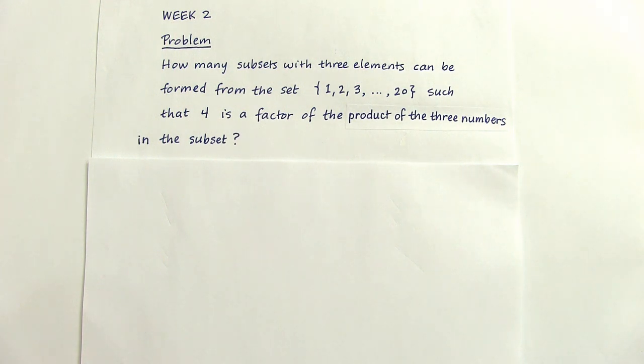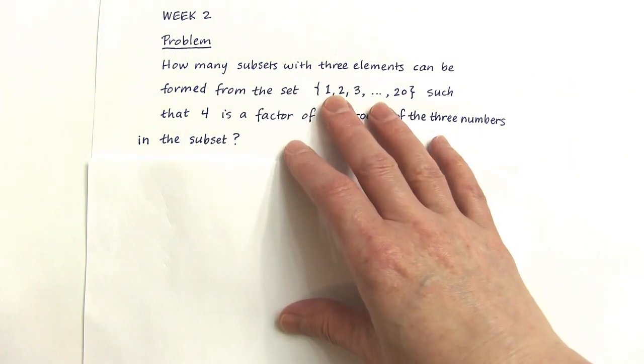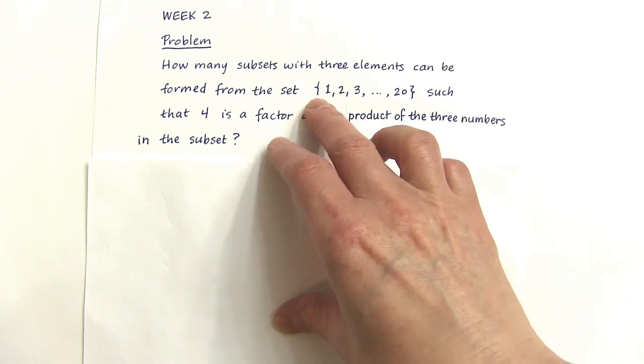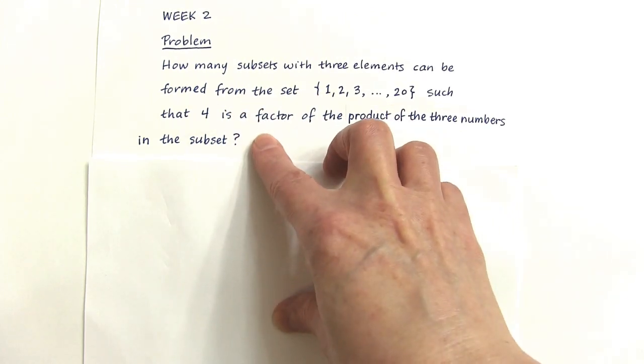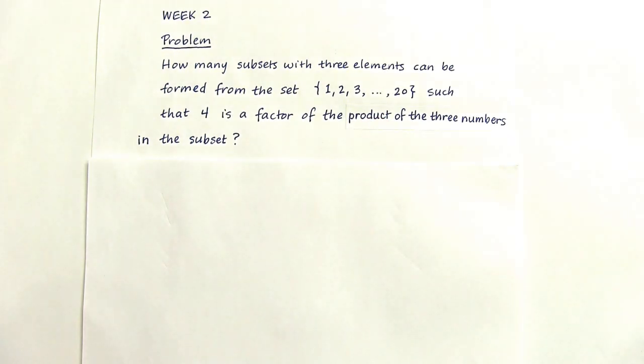The problem we want to solve this week is as follows. We want to know how many subsets with 3 elements can be formed from the set of the first 20 counting numbers such that 4 is a factor of the product of the 3 numbers in the subset.